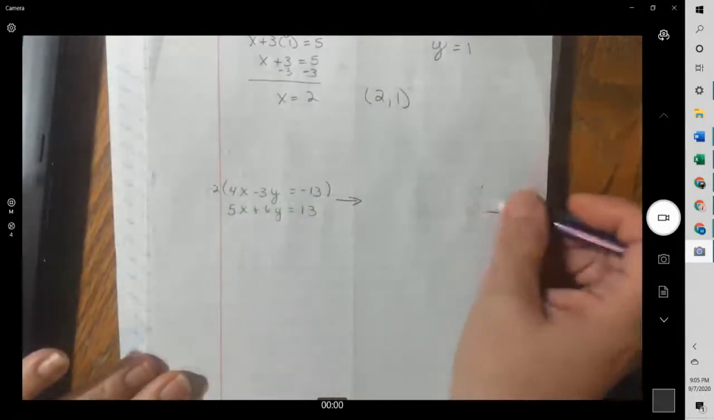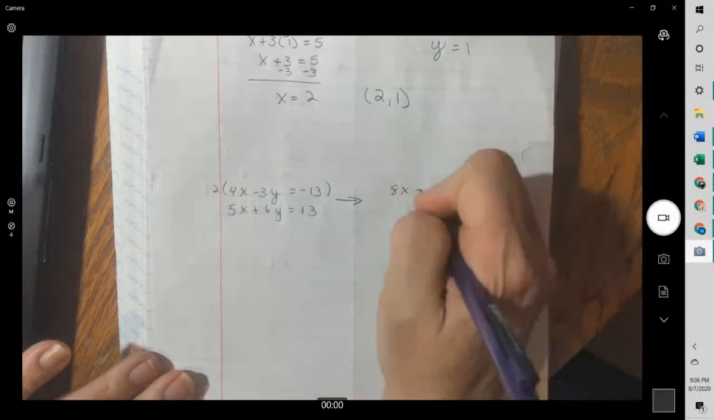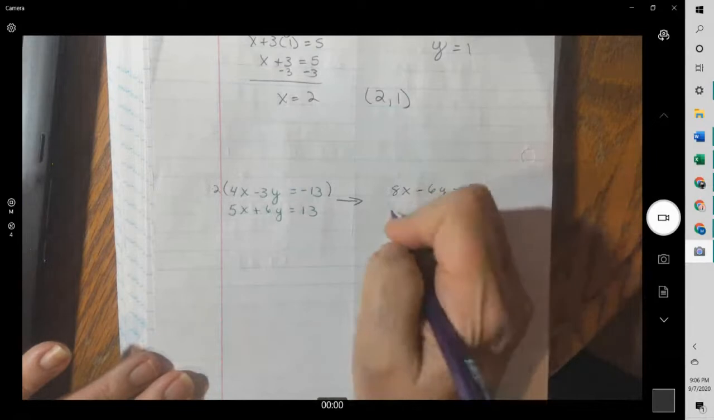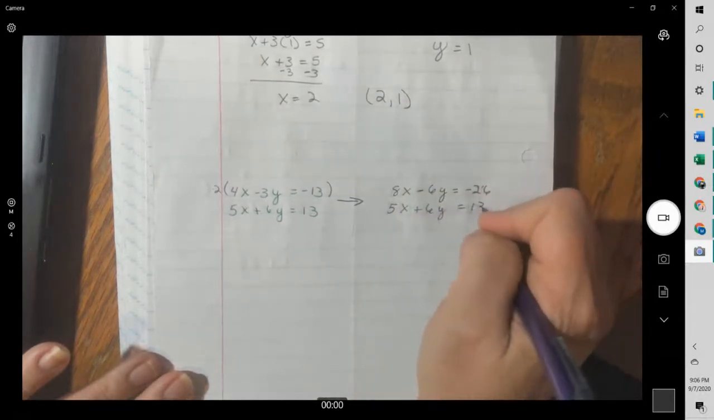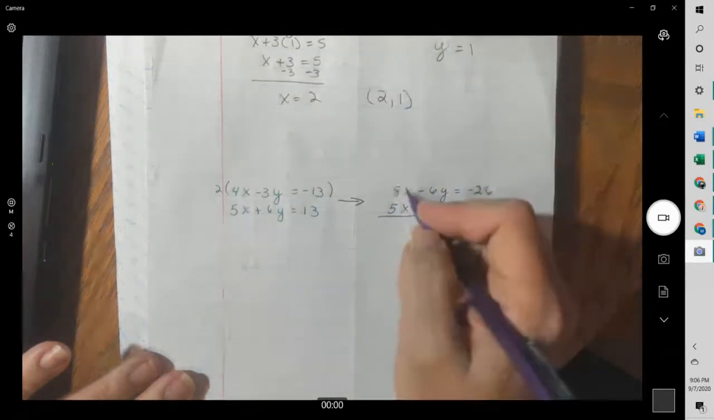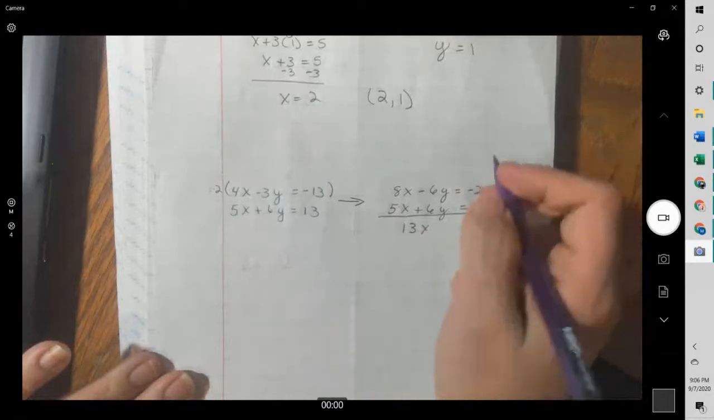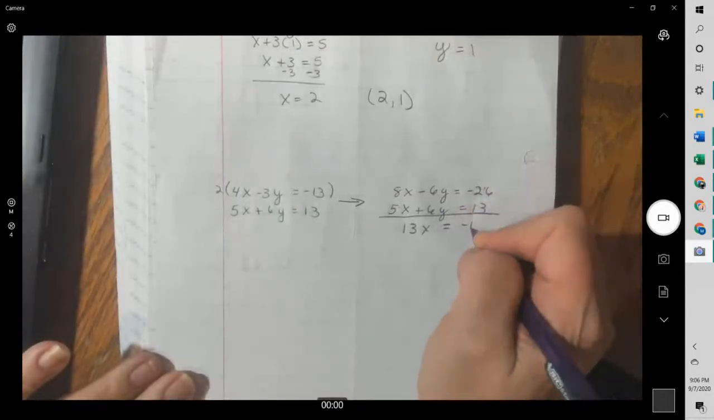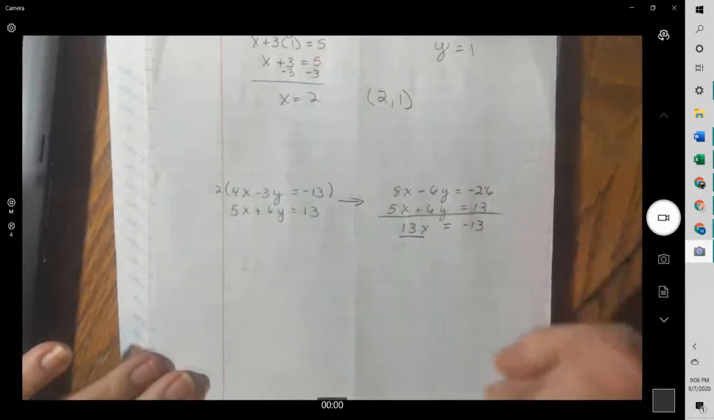And always do these in pencil because you can't find your mistakes. You need to erase and start over. 8x minus 6y equals a negative 26. On the bottom, we're not changing. Add down. 13x equals, the y's drop. Subtracting, we get a negative 13. Divide by 13.